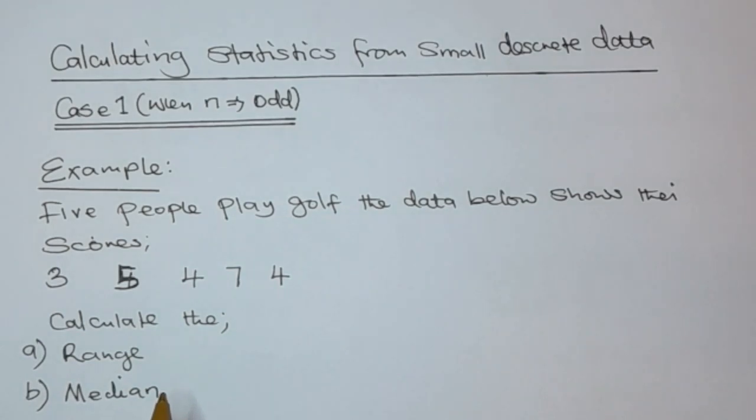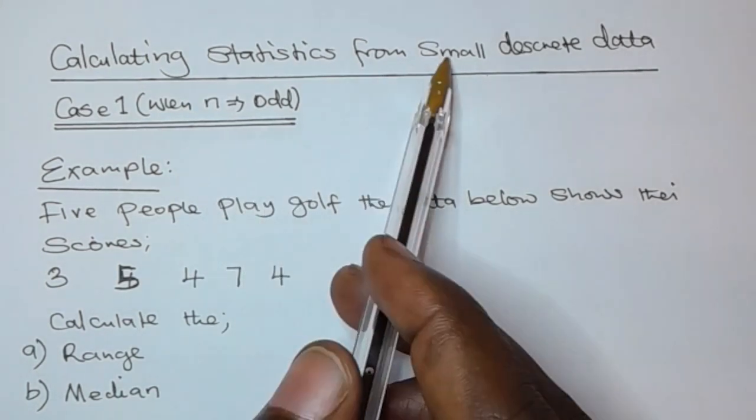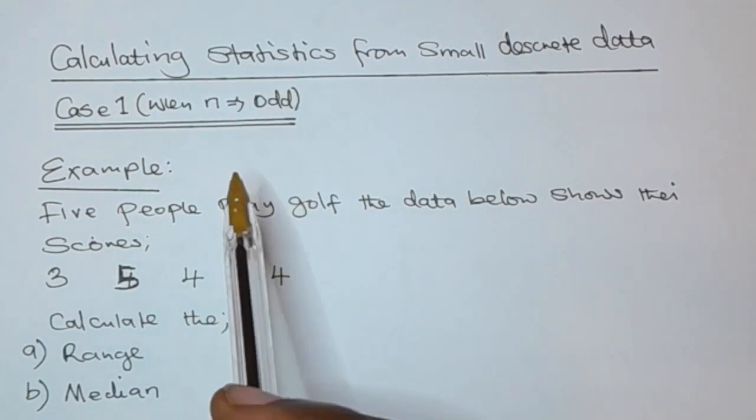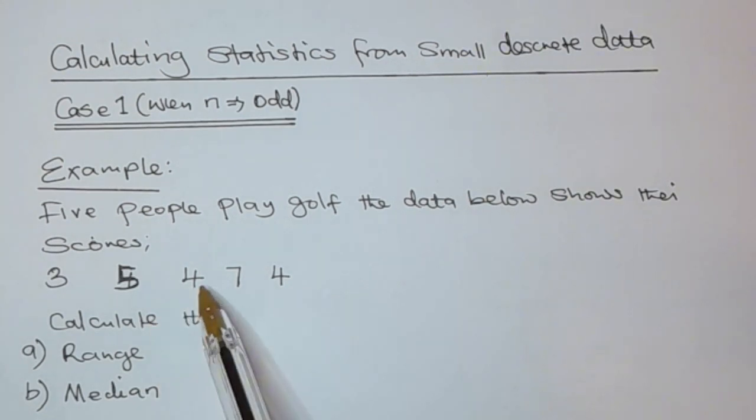In this video, we are going to look at how to calculate statistics from small discrete data. When we say statistics, we mean the mean, the mode, the range, and the median. So we're going to look at how to calculate the mean, the mode, the range, and the median of small discrete data.